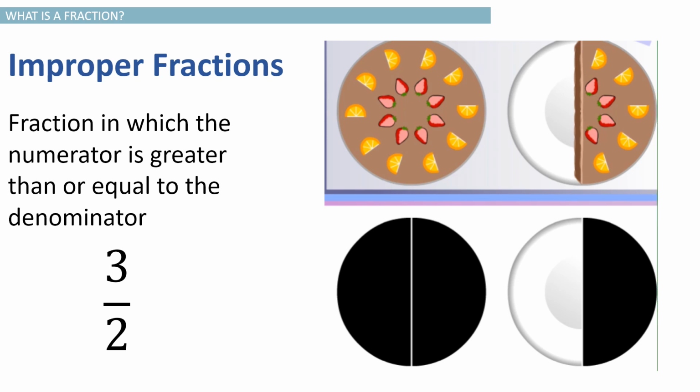3 halves is an improper fraction. When you see an improper fraction, you either have a whole cake. In this case, the numerator and denominator will be of the same number. Or you have a cake that is larger than a whole.